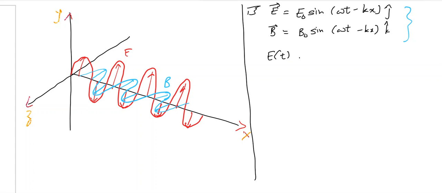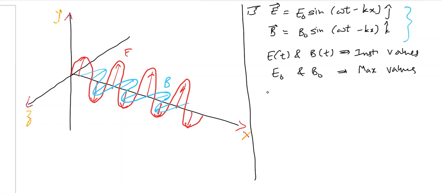Mainly three quantities you have to be careful about. When you say E(t) and B(t), these are instantaneous values of electric field and magnetic field. You may be talking about E0 and B0, that is the maximum values of electric field and magnetic field. And when you are talking about energy or power delivered or intensity of an electromagnetic wave, at that time we consider E_RMS and B_RMS, the RMS values of electric field and magnetic field.